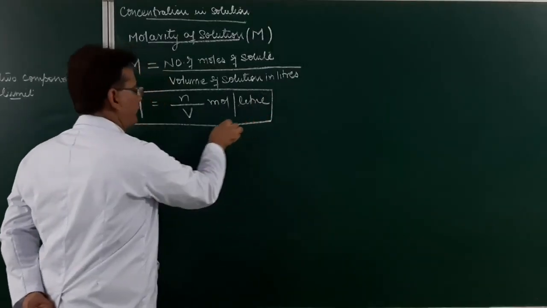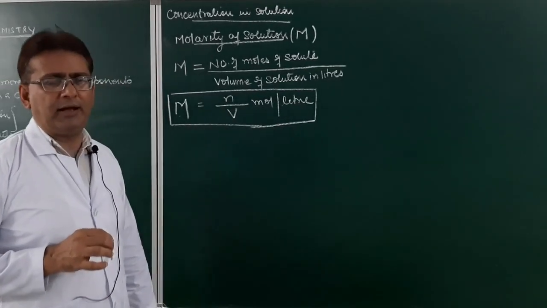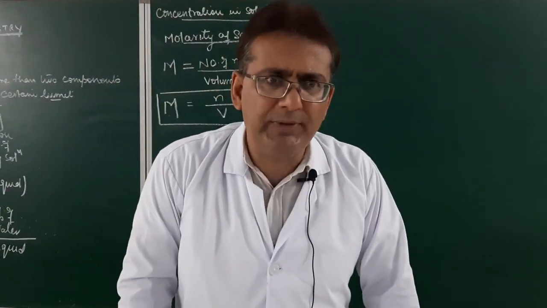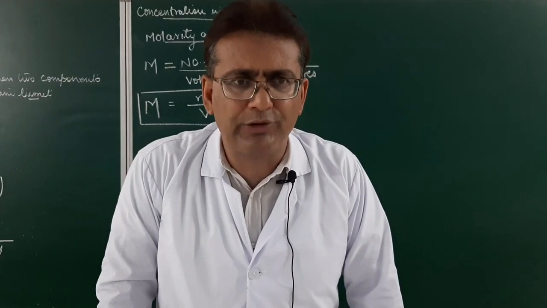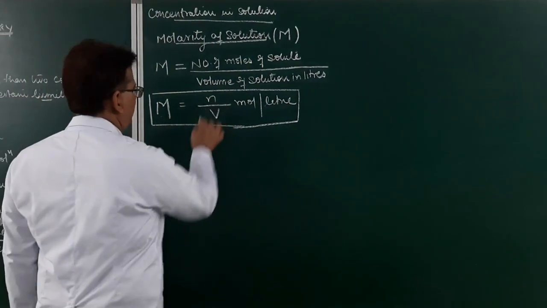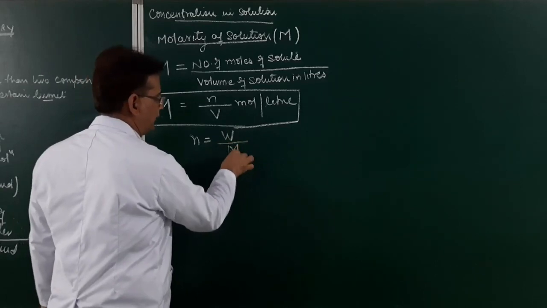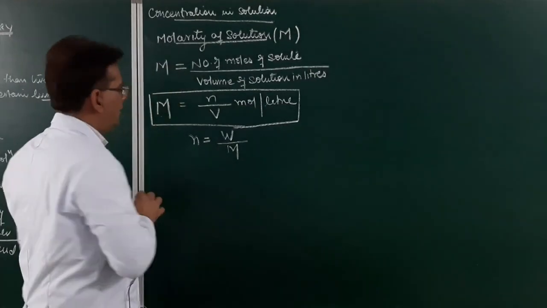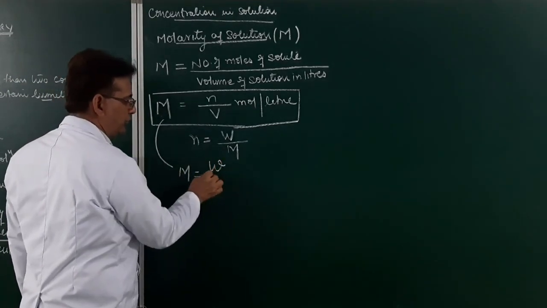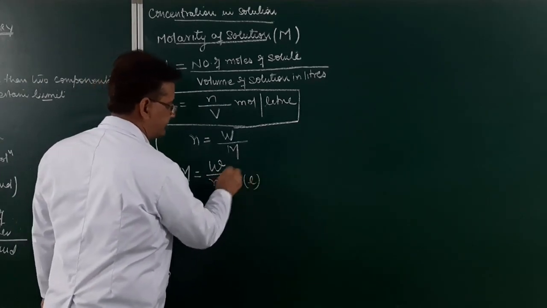So molarity of the solution will be equal to the number of moles of solute present in a liter of solution. It means concentration will be expressed in terms of how many moles of solute are dissolved in a liter of the solution. Just see over here. What is number of moles? This will be equal to given mass upon molecular mass. We all know the formula. So we can write this formula of molarity as given mass of solute upon molecular mass of the solute to the volume of the solution in liters.